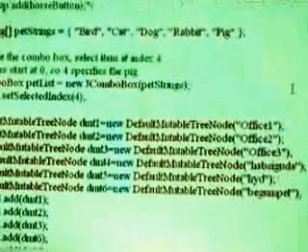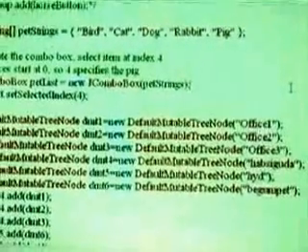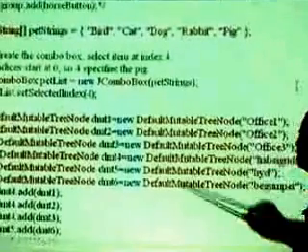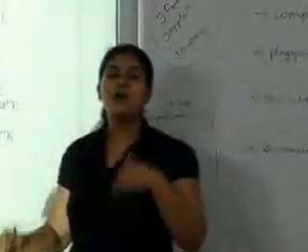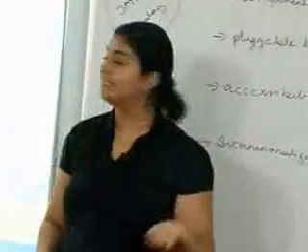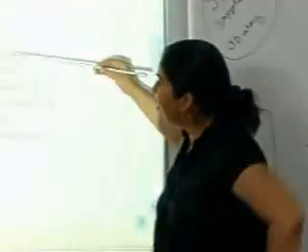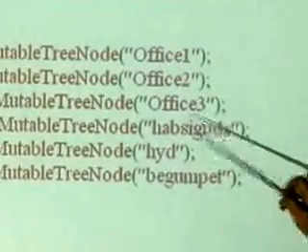What all nodes do you want to have? Okay, and after that create all these nodes: Office 1, Office 2, Office 3, Habsiguda, Hyderabad, Begumpet. Now comes your real task, as in you want that Office 1, Office 2 and Office 3 should go in Habsiguda. Now which node is Habsiguda?